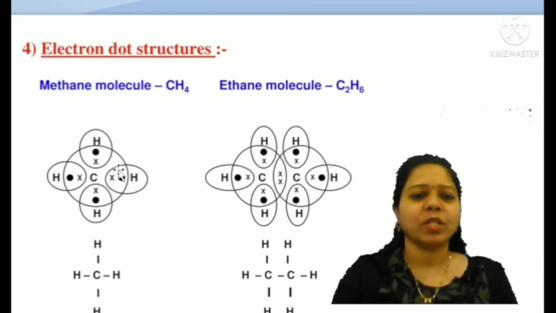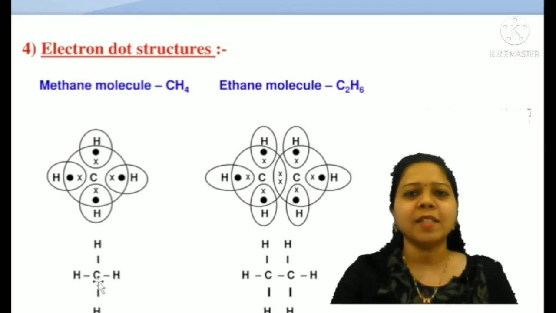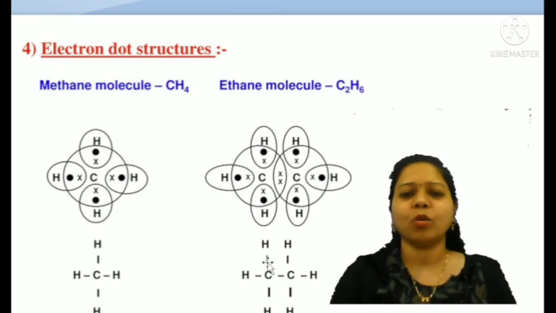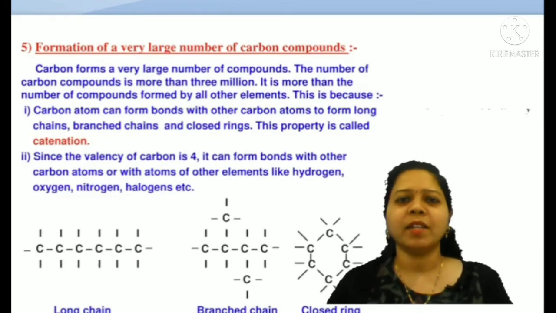This is the electron dot structure of methane and ethane, and this is the electron dash structure of methane, and this is the electron dash structure of ethane. Here instead of showing the electrons, the bond is represented with the help of this dash. Now we know that carbon is a tetravalent atom. Its valence is 4.